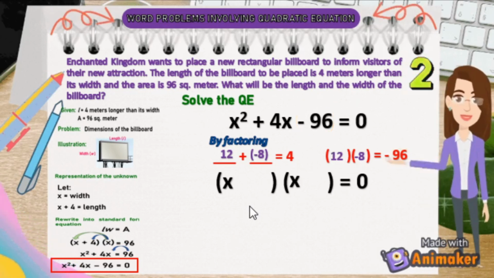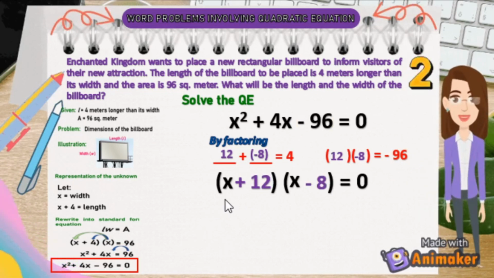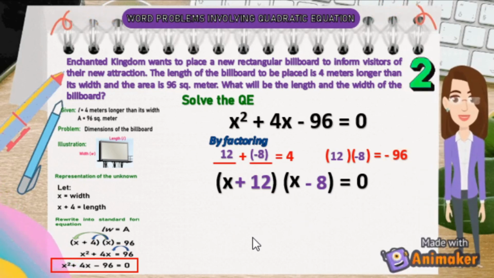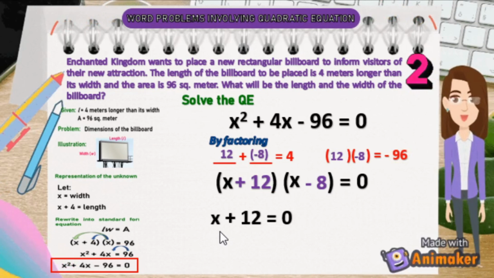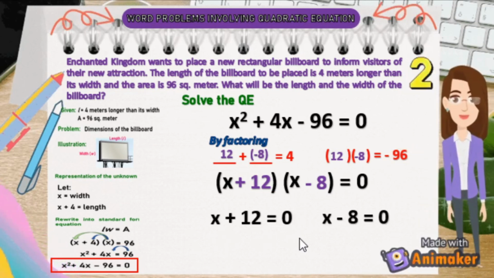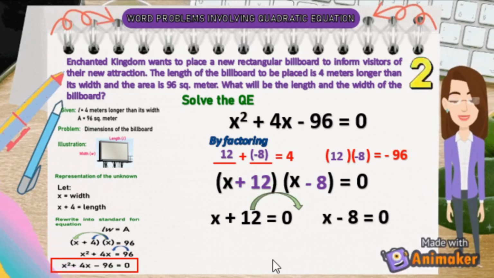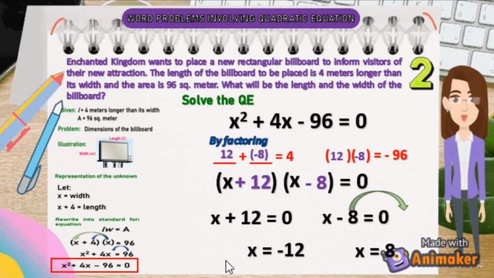Now, so therefore, ang kukumpleto sa ating binomial ay 12 and negative 8. So therefore, magkakaroon tayo ng x plus 12 multiplied by x minus 8 is equal to 0. Equate natin sila sa 0. So paghihiwalayin natin sila, magkakaroon sila ng x plus 12 is equal to 0 at x minus 8 is equal to 0. Then, transpose natin si 12. Magkakaroon tayo ng x is equal to negative 12 and x is equal to 8. Pag tinranspose natin si negative 8, we obtain two solutions, negative 12 and positive 8.